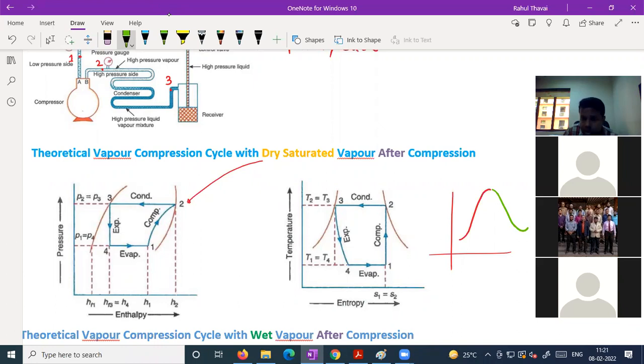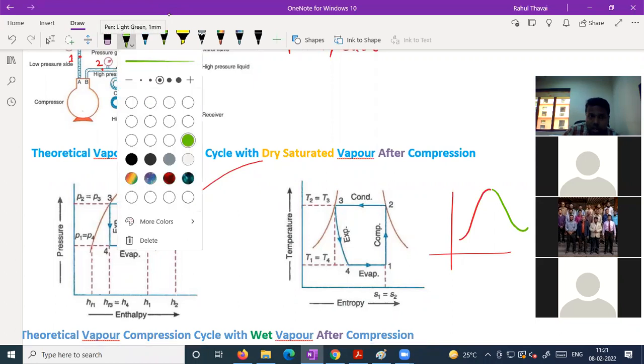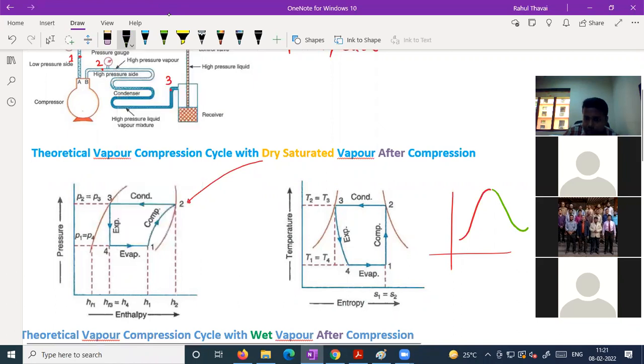Because see what happens. On the left-hand side, it's a liquid. Here it's a liquid. Here it's a vapor. And what do you have inside this dome? It's a mixture of liquid plus vapor.